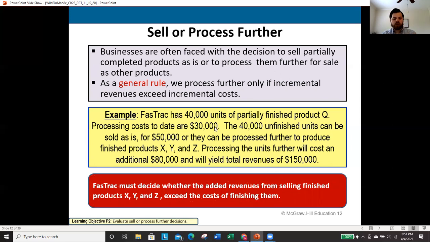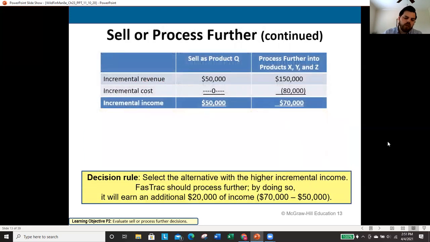So basically my question here, should we go for X, Y, and Z, or should I go ahead and sell product Q? So in this case, if I sell as product Q, my incremental revenue is $50,000. That's what they told me I would make. You'll notice my incremental cost is $0.